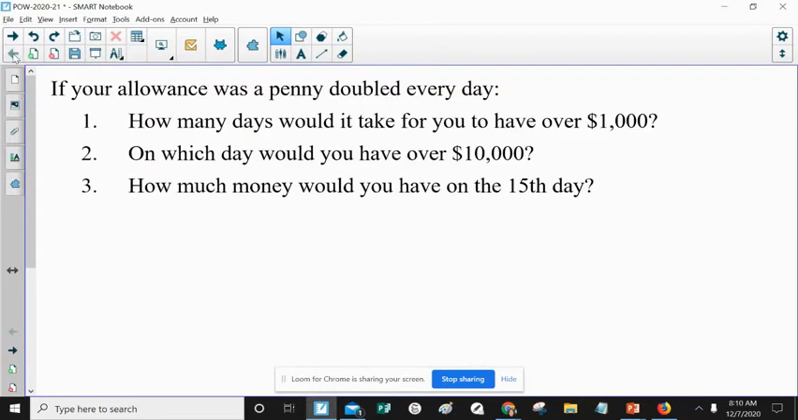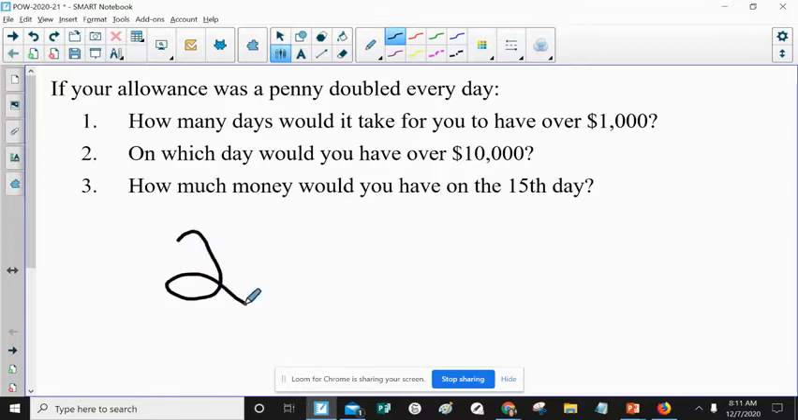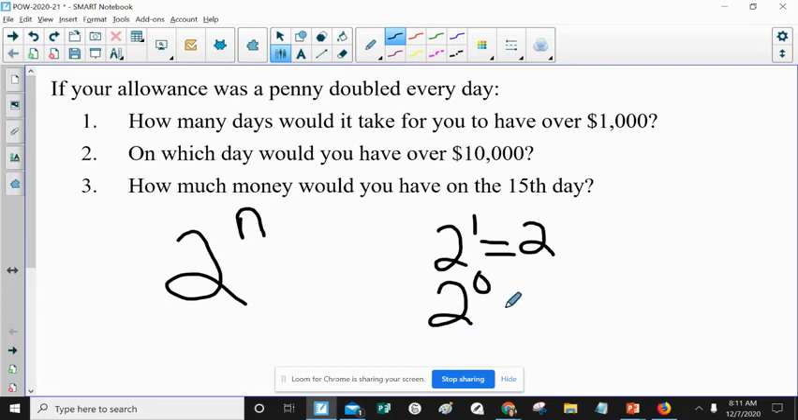Or we can think about this in terms of exponents, where our base is a 2, and we have to figure out how the day corresponds to the exponent. I already know that 2 to the first power is 2, and 2 to the 0 power is 1. Well, on day 1, I get 1 penny. On day 2, I get 2 pennies.